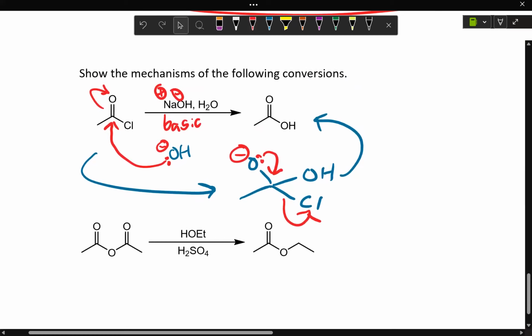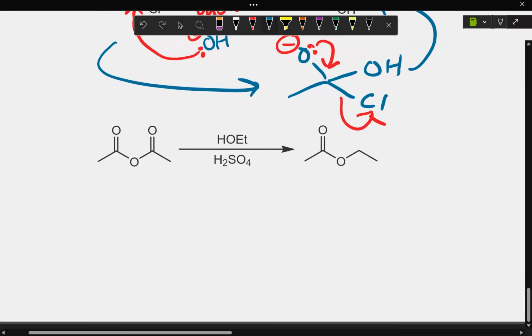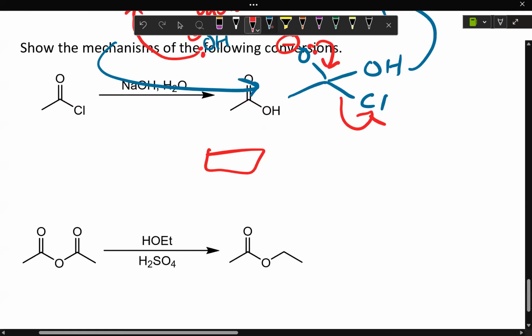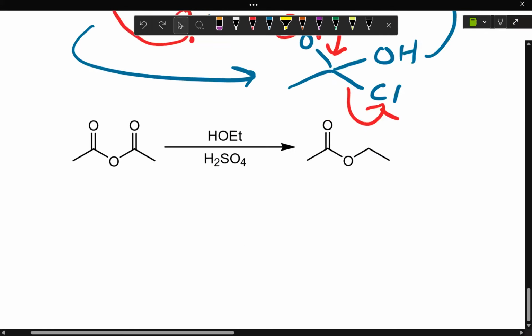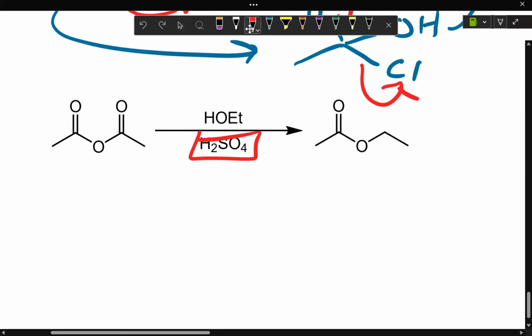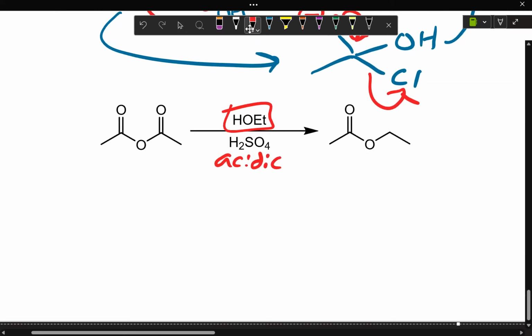You'll find you probably are going to like basic conditions a lot more than acidic conditions because they're a lot quicker. Here, you see we have sulfuric acid. There we go. Here we have sulfuric acid. So because we have an acid, we're in acidic conditions. Remember, in acidic conditions, we can never form a negative charge, but we can form positive charges. This is ethanol. It's just written kind of funky. So let me redraw it like that.